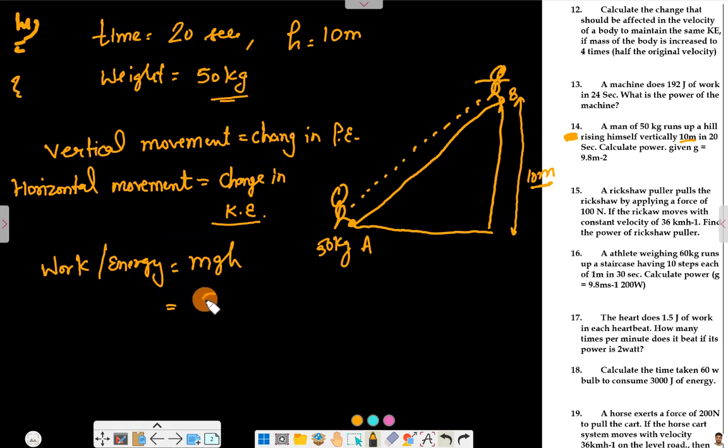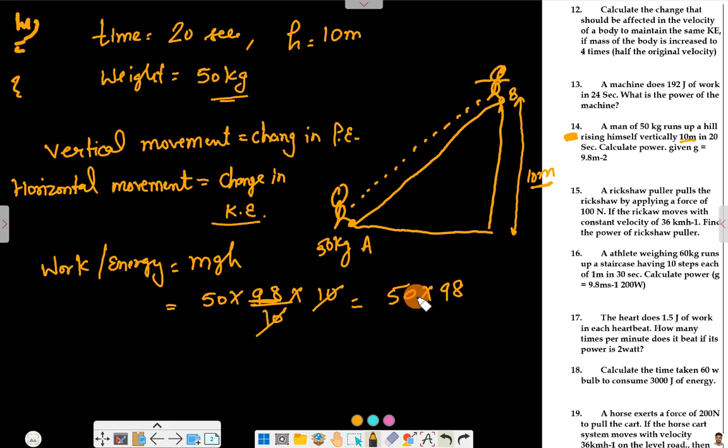So m is 50, g is strictly mentioned here that we have to use 9.8, whereas I have been using 10 because it is a multiple of 10. But here I have to use 9.8, and height is 10, so we will shift the decimal point by dividing by 10. So here the answer comes out to be 50 into 98. We will not solve it because we have to use it in further calculations.